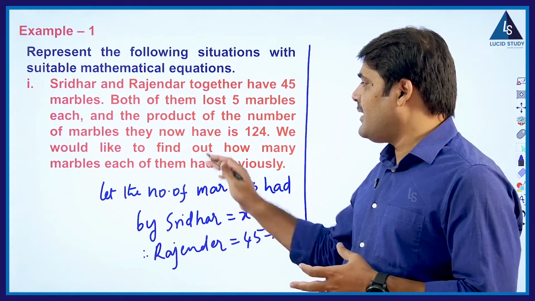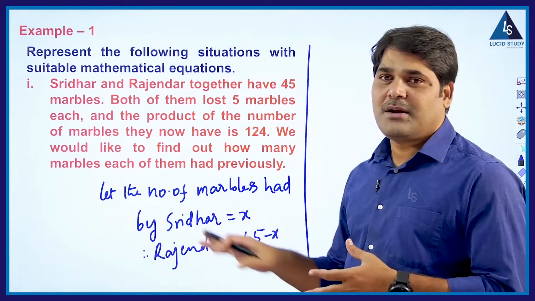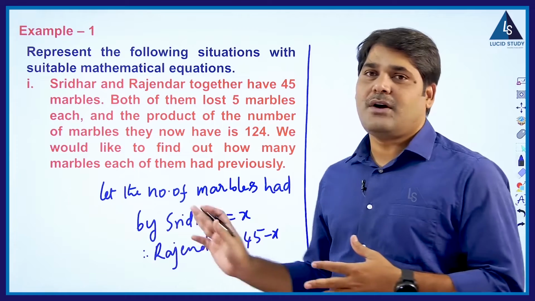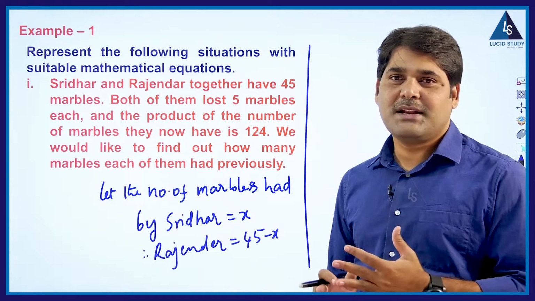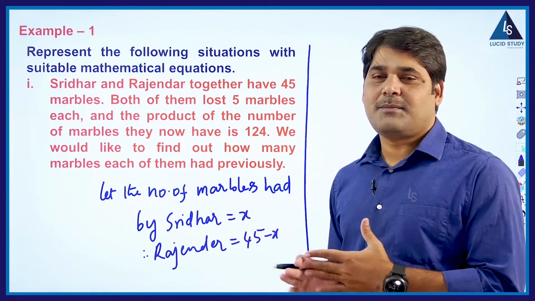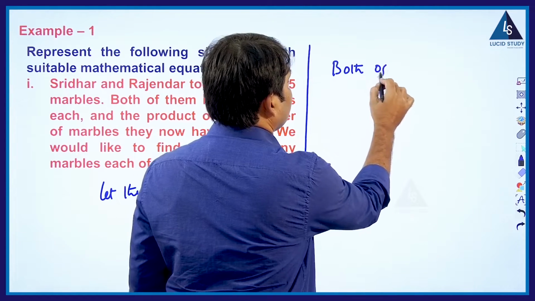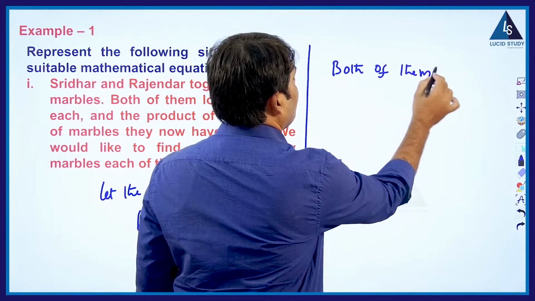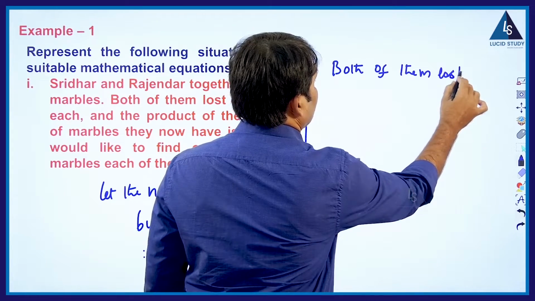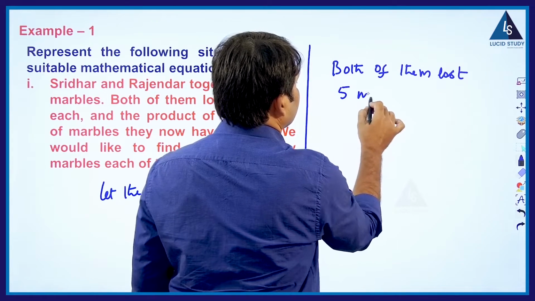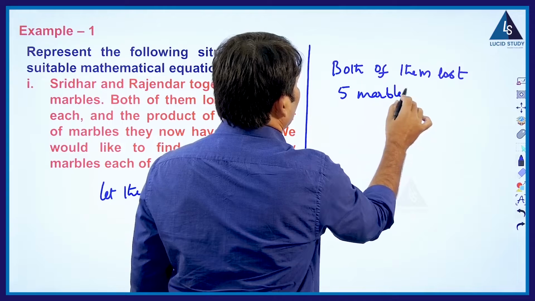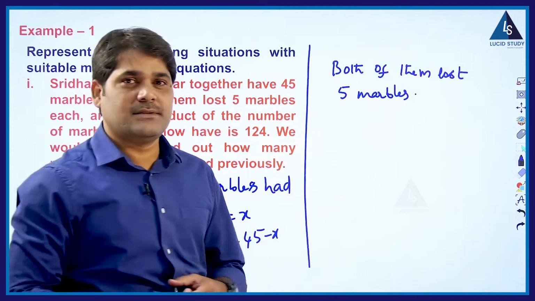Both of them lost 5. Sridhar lost 5 marbles as well as Rajendra also lost 5 marbles. Lost meaning what? We need to subtract, subtraction. Okay. So both of them lost 5 marbles. Okay, both of them lost 5 marbles.